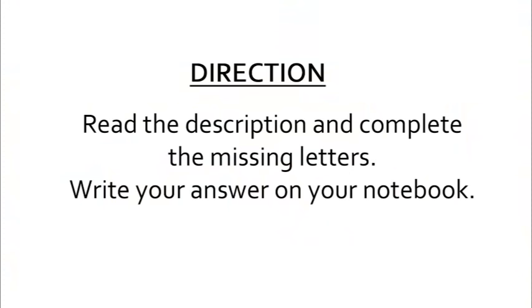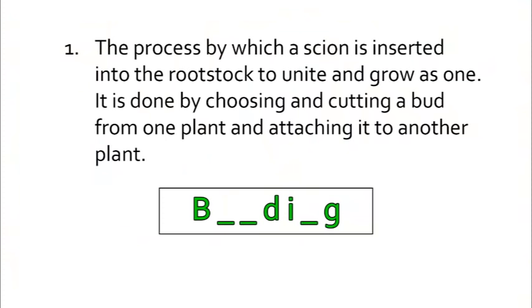Let us all read the direction for this particular review. Direction. Read the description and complete the missing letters. Write your answer on your notebook. Let's begin! Number 1. The process which a scion is inserted into the rootstock to unite and grow as one. It is done by choosing and cutting a bud from one plant and attaching it to another plant. Write your answer.